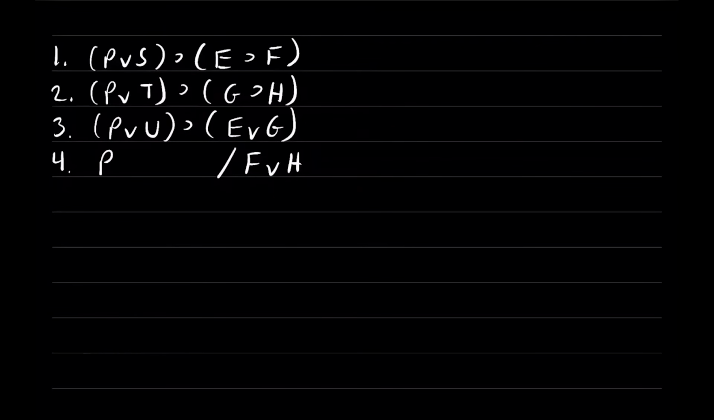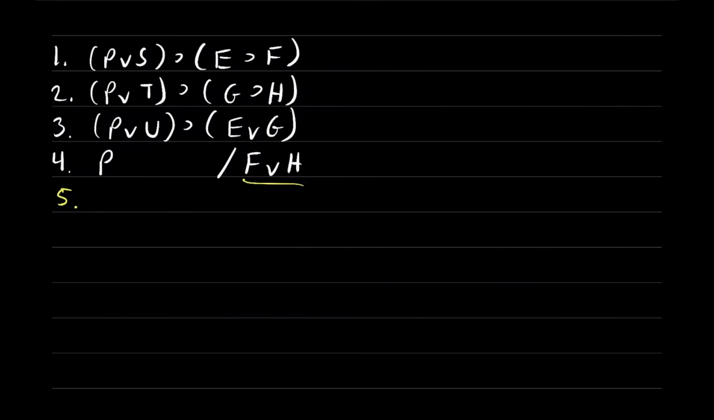In the next example, we have 4 premises. If P or S, then E implies F on line 1. Line 2 tells us that if P or T, then G implies H. Line 3 tells us that if P or U, then E or G. Line 4 tells us that P is true, and we're trying to show F or H.